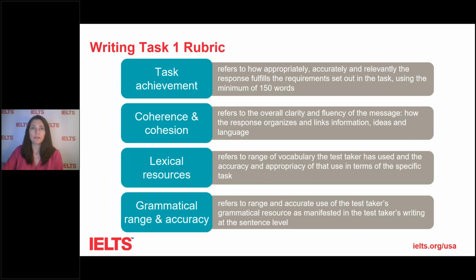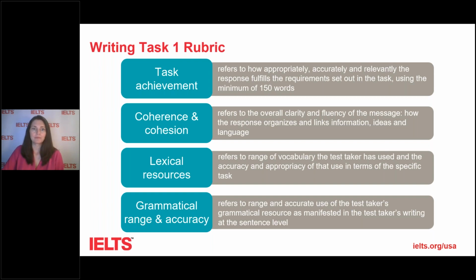Lexical resources refers to vocabulary, so how appropriate the vocabulary you are using for that task and the range that you show that you have with vocabulary. And then the final area is grammatical range and accuracy. So two things here: range and accuracy. So what are you showing that you're able to do in terms of grammar, and how accurate are you in your use of grammar?